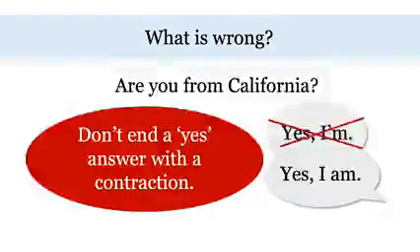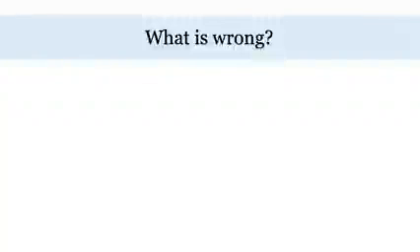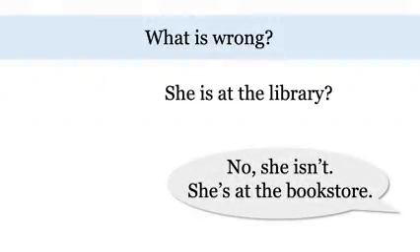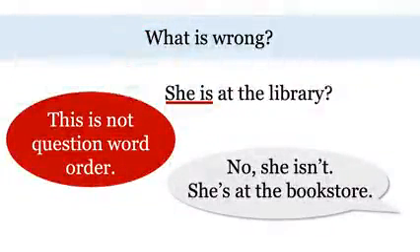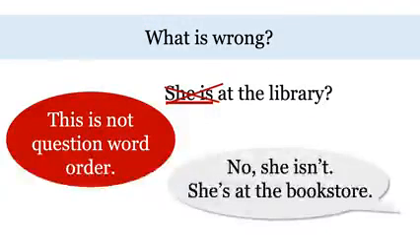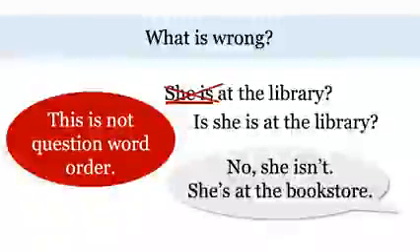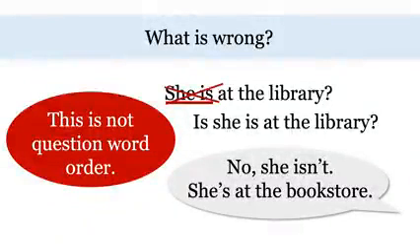One more. What is wrong? She is at the library? No, she isn't. She's at the bookstore. Right here, this is not question word order. So this is incorrect. We have to switch or reverse the order. Is she at the library? Is she at the library? No, she isn't. She's at the bookstore. Okay?